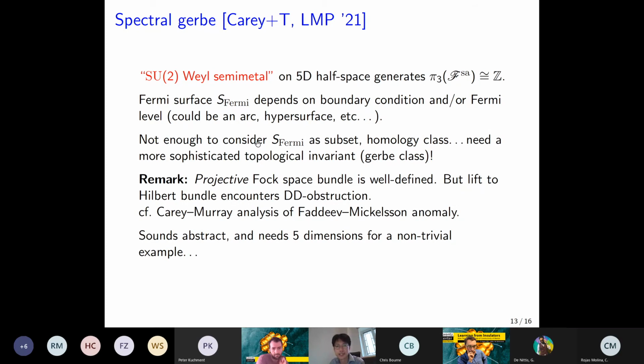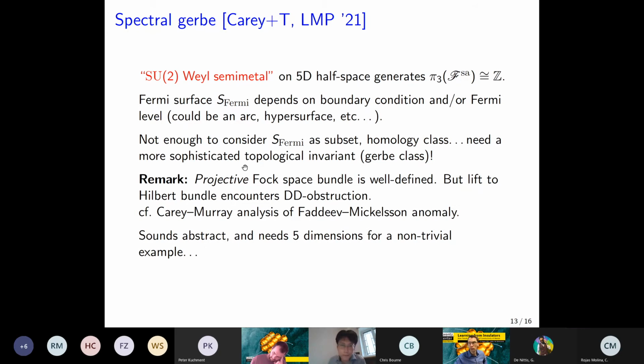You need a much more sophisticated topological invariant, which actually takes care of the entire development of the Fermi surface as it interpolates across different Fermi levels from a lower essential spectrum to the upper essential spectrum. So you need a geometric object which actually captures the entire spectral interpolation for this family of operators.